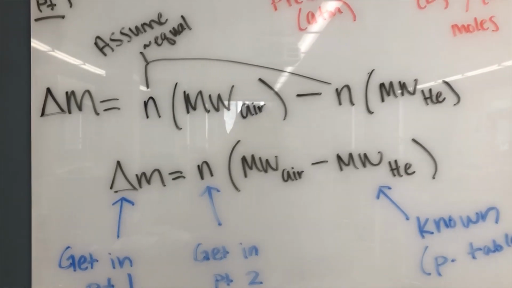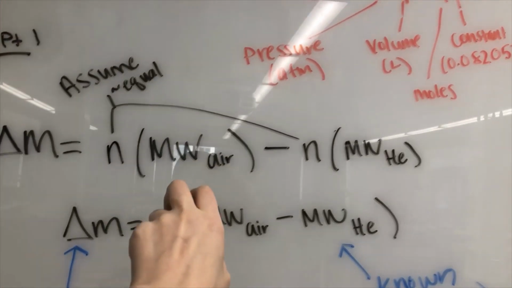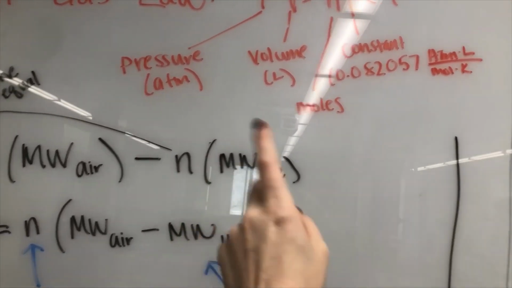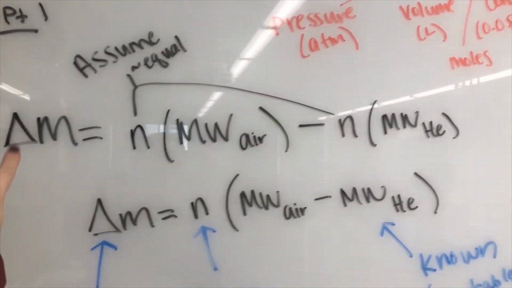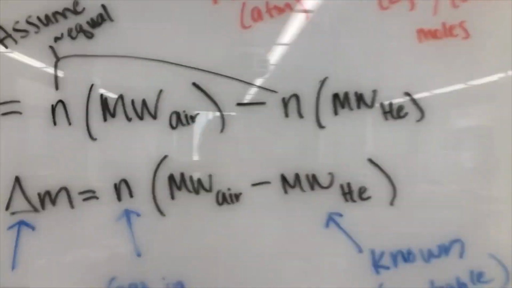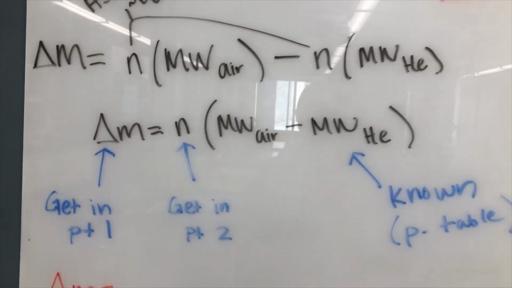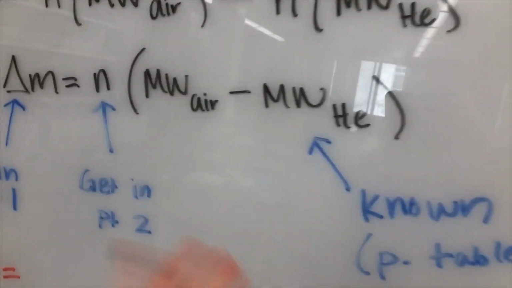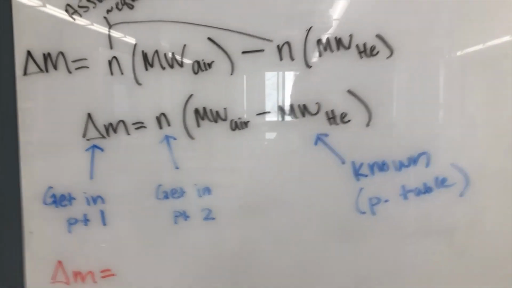of those 2 balloons. And then we'll come back and we'll ultimately use this equation here, which is delta M is equal to the moles of air times the molecular weight of air minus the moles of helium times the molecular weight of helium. So in part 1, we're going to be solving for delta M, and then in part 2, we're going to solve for N, and then we'll be able to solve for the molecular weight of air, because at that point, the only variable that would be left is the molecular weight of air, because we already know the molecular weight of helium. It's on that periodic table.